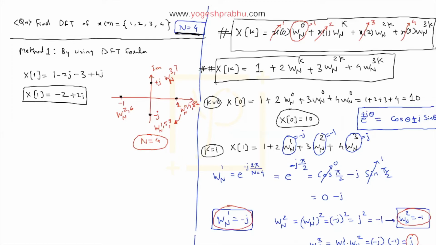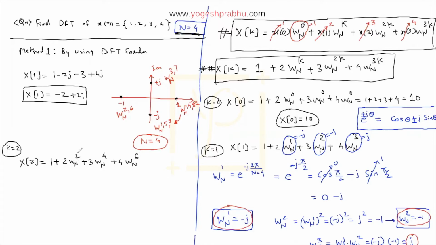So where were we? We did k equal to 0, we got x of 0. We put k equal to 1, we got x of 1. Now we'll put k equal to 2. Let's see what happens. If I put k equal to 2 in the double hashtag equation over here, this will become x of 2, right? x of 2 is going to be equal to 1 plus 2 wn raised to 2. I'm putting k equal to 2. Now tell me the next one. Tell me what will that be? 3 wn raised to 4 and 4 wn raised to 6.